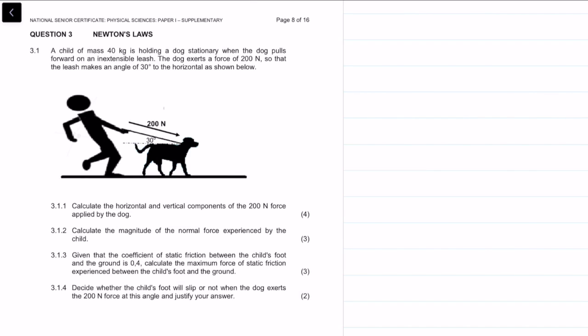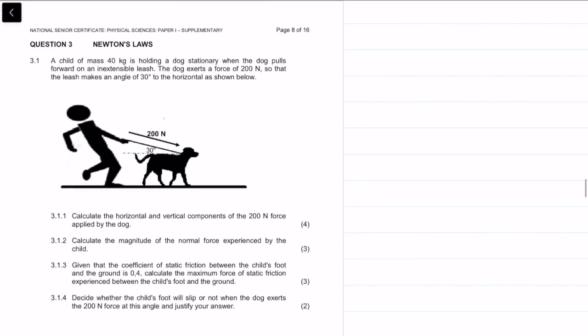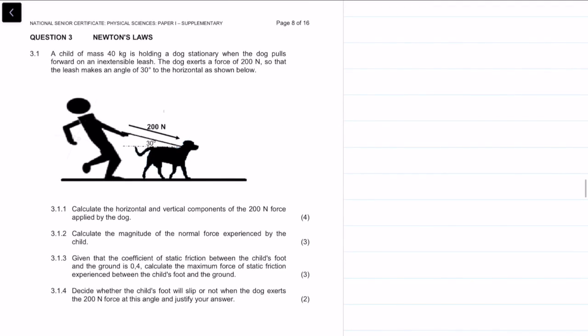This is question 3 of the 2019 supplementary exam, physics obviously, and we're going to cover this question quickly. It's not too long, 23 marks, and it's focused on Newton's laws. Okay, cool stuff. So let's read the question.